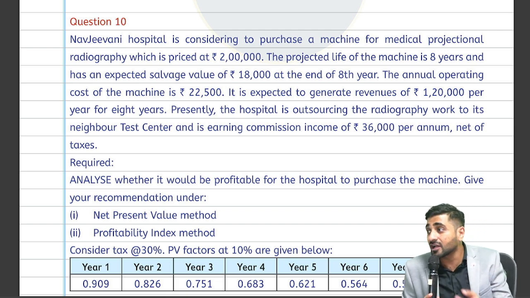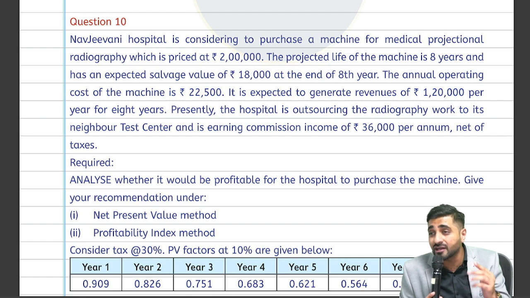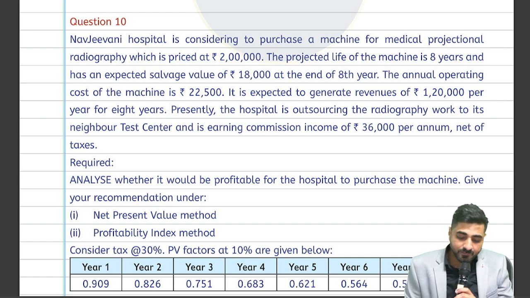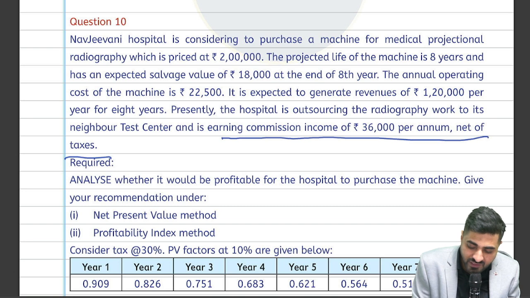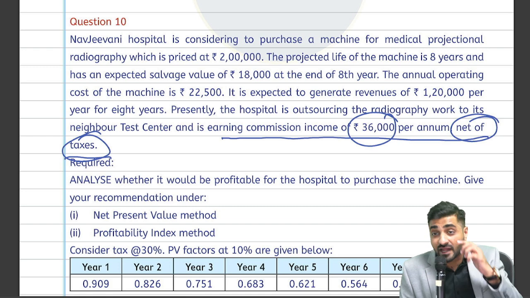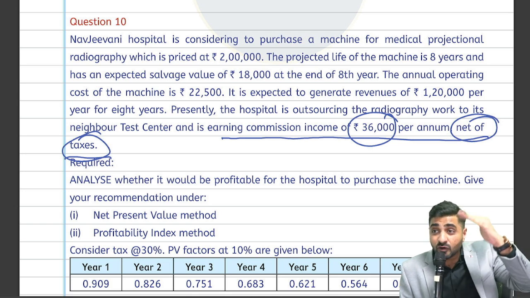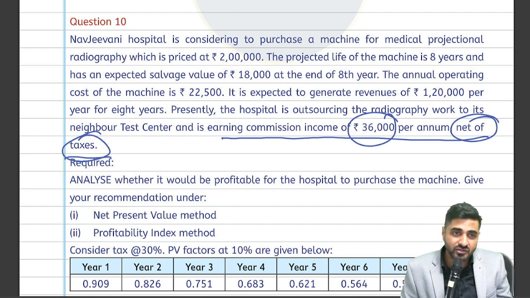Of course, yes. So the commission income which you were receiving, and now you are not receiving, will be treated as an opportunity cost. And what to do with the opportunity cost? Should you add it or should you subtract it? Subtract it. And the best part is they have told you that they are earning commission income of 36,000 per annum net of taxes. Now, when I tell you it is net of taxes, it means this commission income should be subtracted after tax. And then we will calculate the NPV and see whether the diagnostic machine should be purchased.